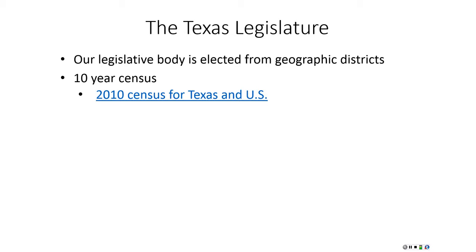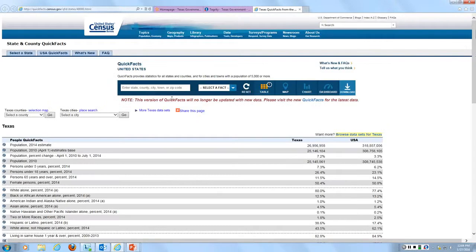I've included a link to the 2010 census for Texas and the USA. You'll see that in 2010 the population was 25.1 million. The estimate at the end of 2014 was that Texas had almost 27 million people. And it breaks it down into demographics: persons under 5, persons under 18, persons 65 years and over, female, white alone, black or African American alone.